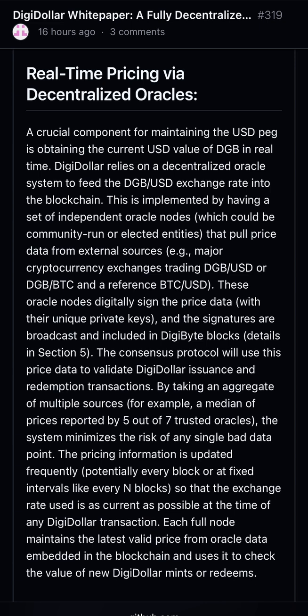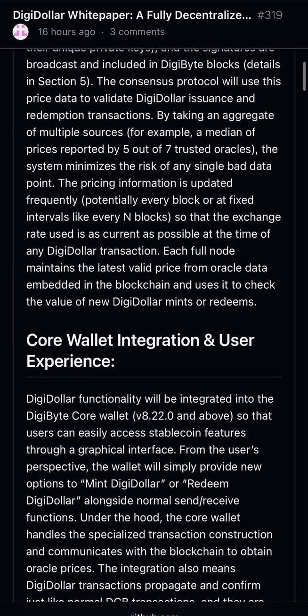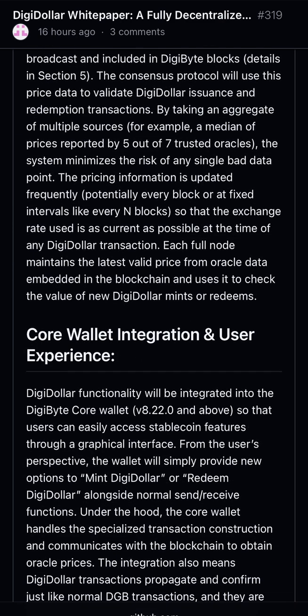This is implemented by having a set of independent oracle nodes, which could be community-run or elected entities, that pull price data from external sources, e.g., major cryptocurrency exchanges trading DGB-USD or DGB-BTC, and a reference BTC-USD. These oracle nodes digitally sign the price data with their unique private keys, and the signatures are broadcast and included in DigiByte blocks, details in Section 5. The consensus protocol will use this price data to validate DigiDollar issuance and redemption transactions.